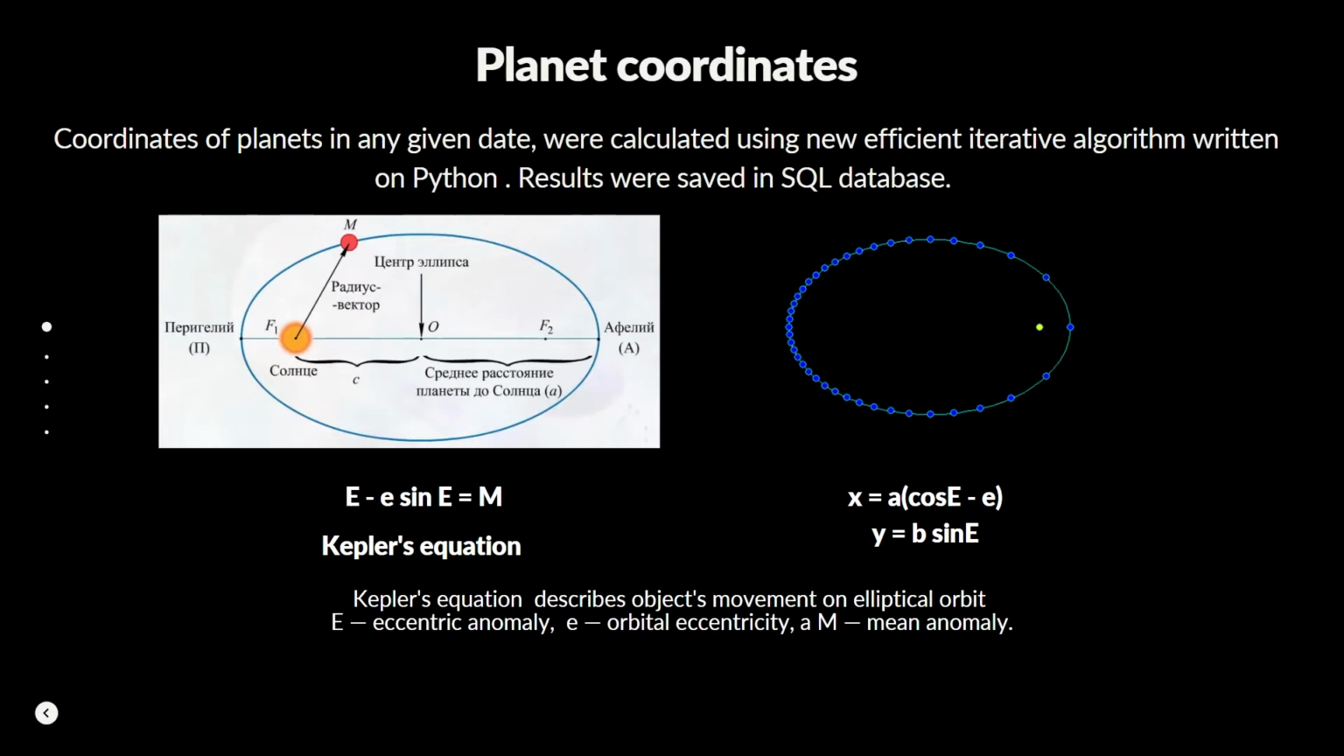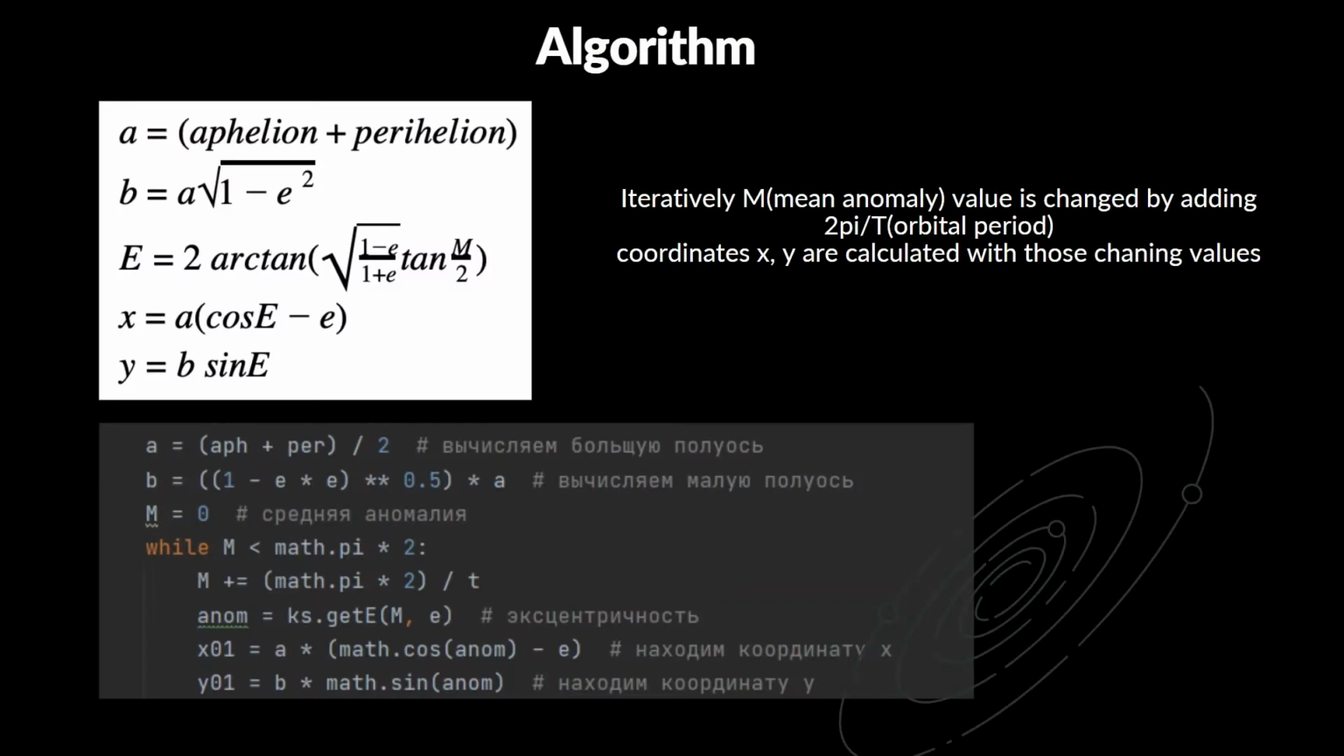First of all, we calculated planet coordinates. For that, we used Kepler's equation and derived the eccentric anomaly, and using an efficient iterative algorithm, we get this value and using the formula of x and y coordinates of planets in any given date. This result was stored in an SQL database and compared to NASA. So the algorithm contains calculation of ellipse axes A and B, and iteratively M, which is the mean anomaly value, is changed by adding 2π by T, which is the orbital period.